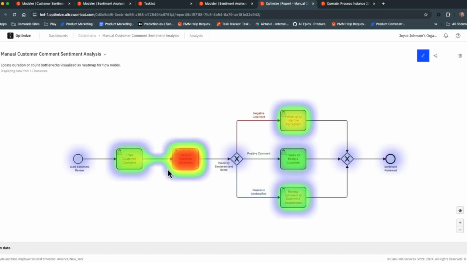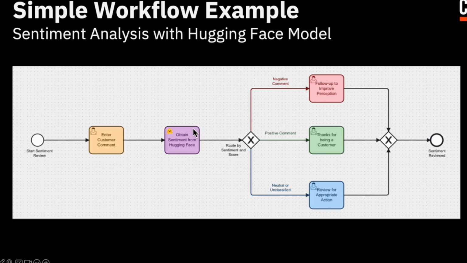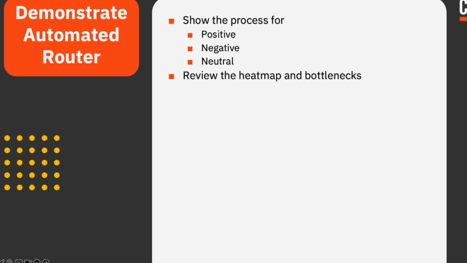So now I want to talk about how we might be able to remove that bottleneck and streamline that process by automating that task. Now let's look at the situation where you might want to replace that router, that person who's making the determination about the comment being negative, positive, or neutral, with a machine learning model, using an example from Hugging Face with a Camunda connector that will go and look at the comment, make a determination, and include what's called a confidence score, or a score on how confident they are that that is either positive, negative, or neutral. So I'm going to demonstrate that similarly, and we'll go back and look at those heat maps like we did before.